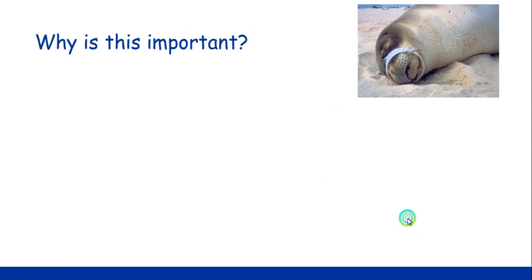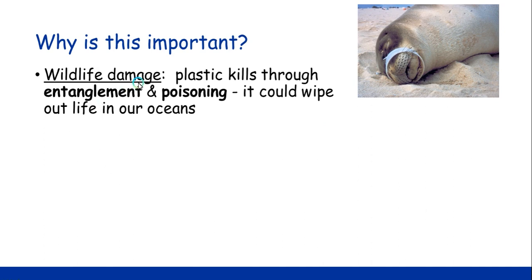Now why is this important? It endangers wildlife. It kills them. The plastic kills through entanglement and poisoning, even humans. It could wipe out life in our oceans. Now, animals in the ocean can be killed through pollution, sea pollution.